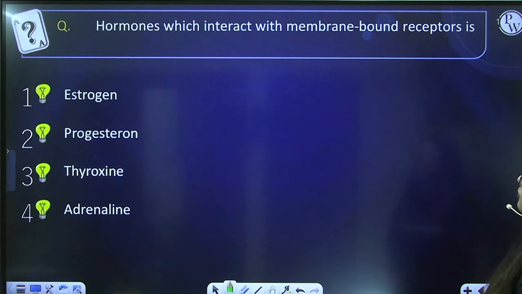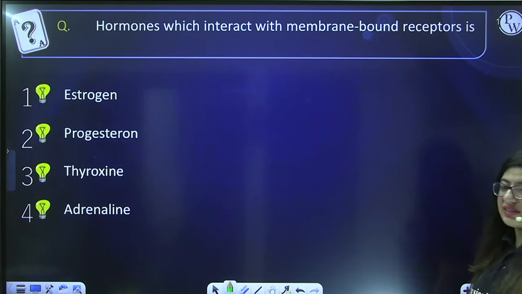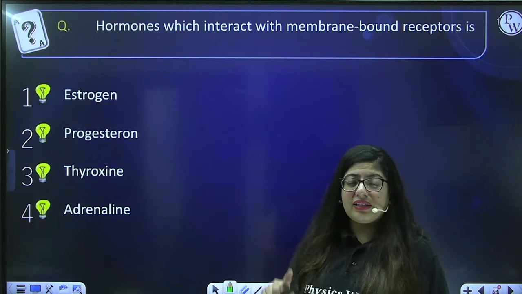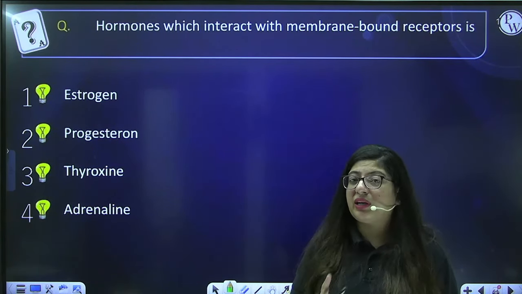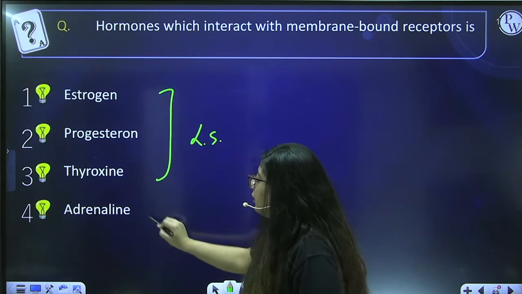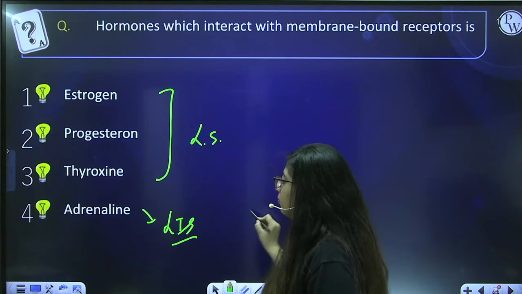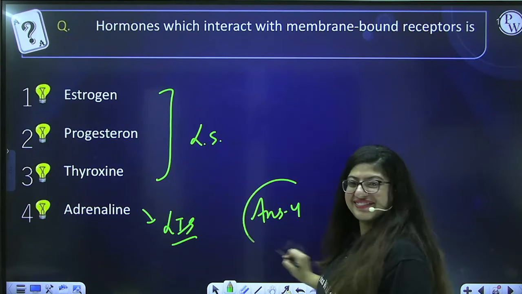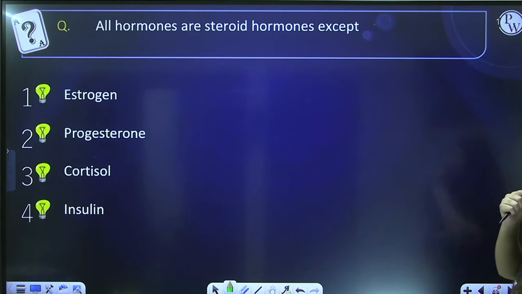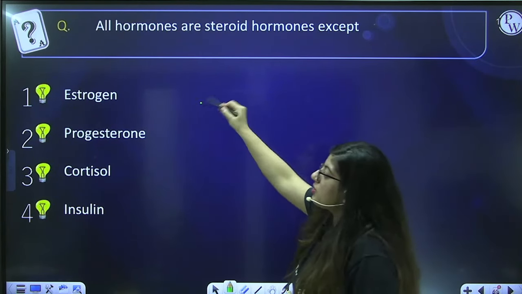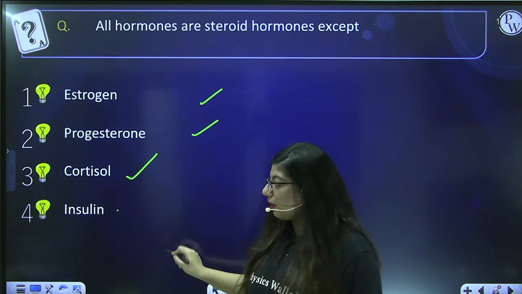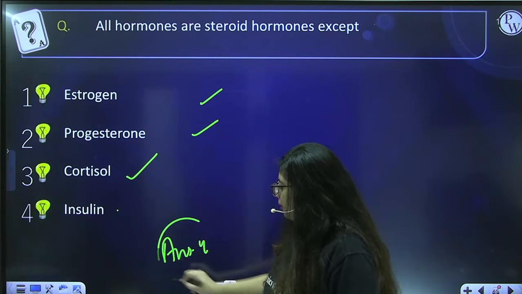Now, hormones which interact with membrane bound receptor: estrogen, progesterone, thyroxine, adrenaline. The hormone that binds to the membrane bound receptor must be lipid insoluble. All these are lipid soluble. This is lipid insoluble. Answer 4. Okay, next. All hormones are steroid hormones except this. Cortisol is a corticoid, which is steroid; insulin is a peptide hormone. Answer 4. Next.